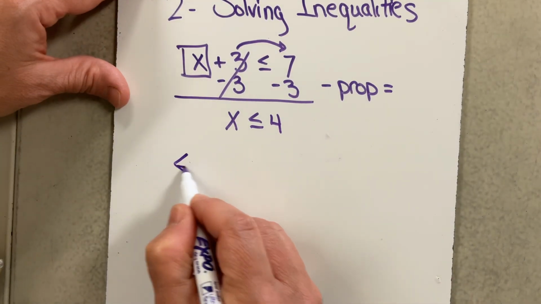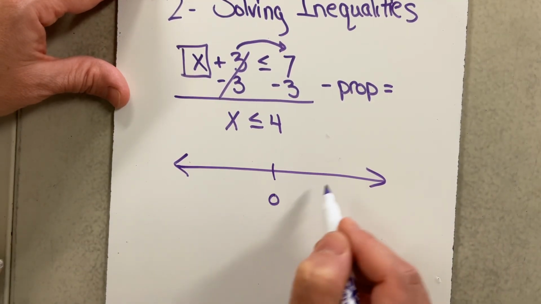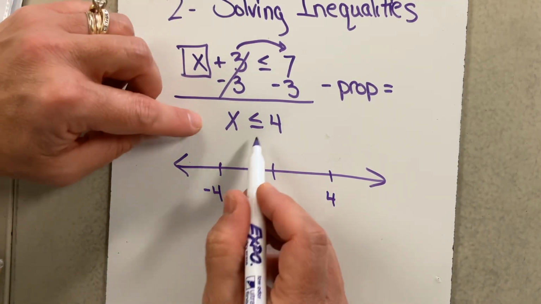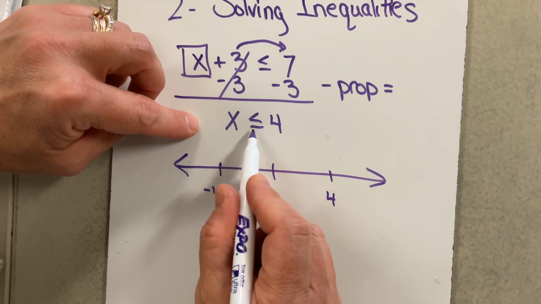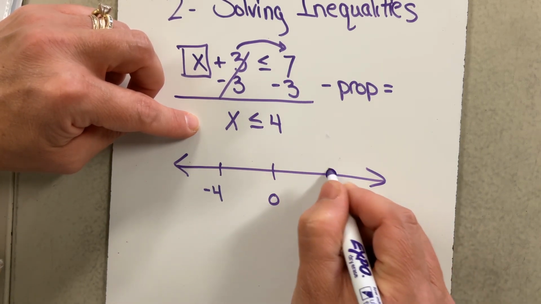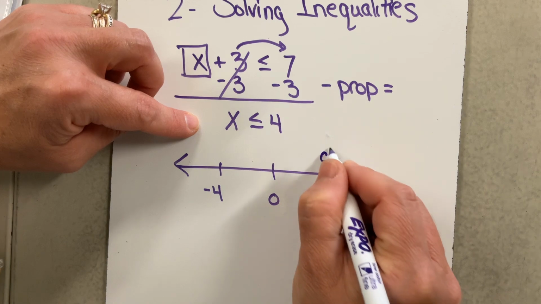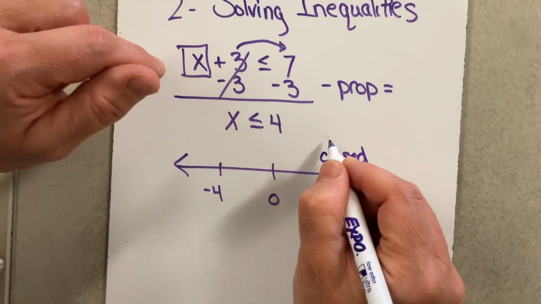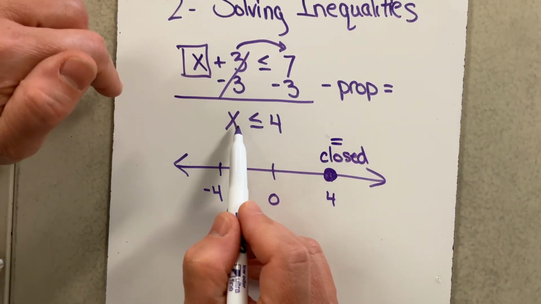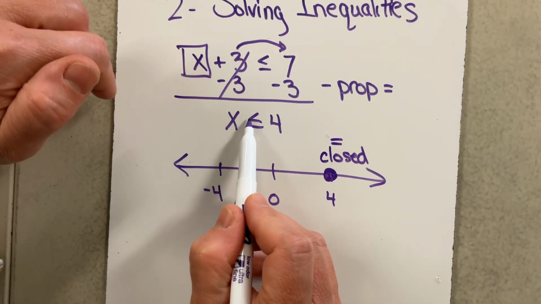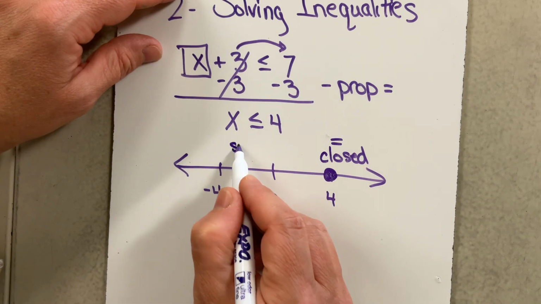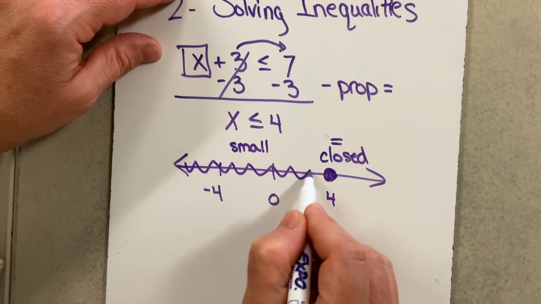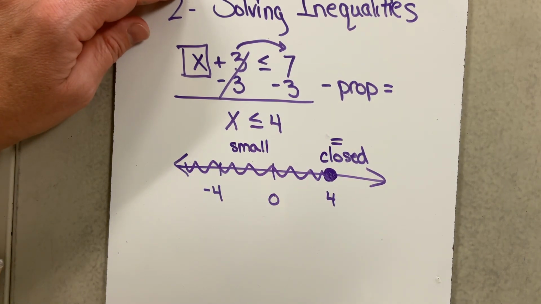We're going to graph this on a number line. We're going to have our 0, our 4, and then we'll have the opposite. Because of the equal sign, we're going to do a closed circle at 4, because this is the number we're using. It is closed because it's equal. But this time we want x to be on the small side, so we're going to go towards the smaller numbers, and we're going to fill this side in.